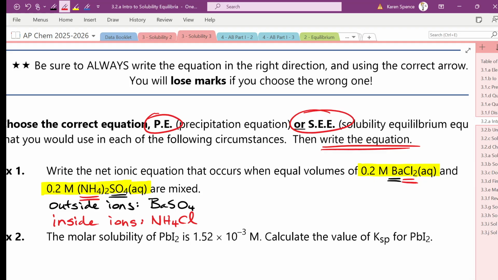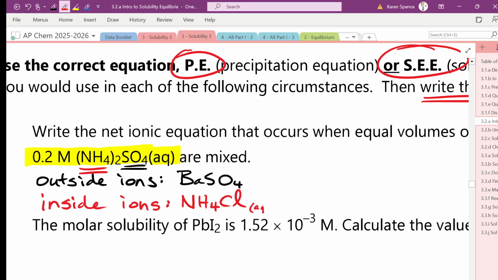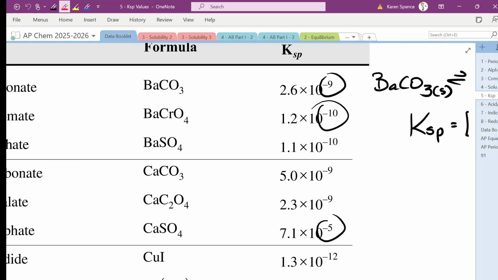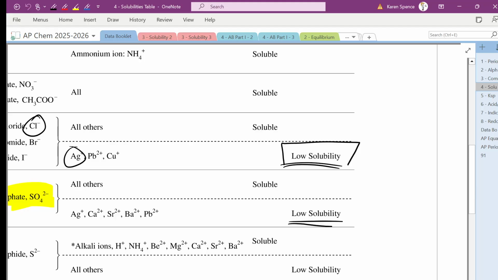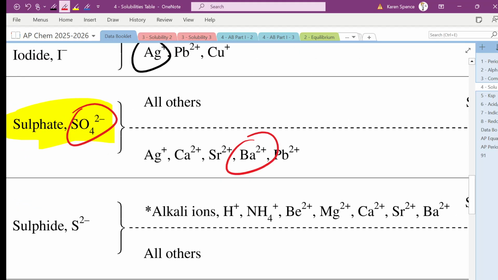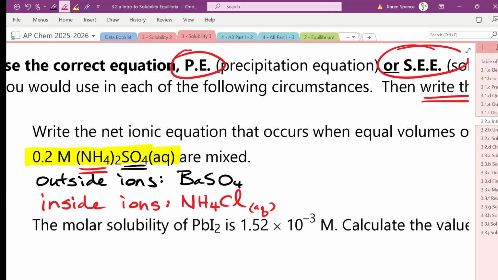Do we get a precipitate, or do we get two precipitates, or do we get no precipitate? One precipitate. Which one is it? BaSO4. We know that this one is aqueous because why? NH4. Our ammonium salts are always soluble, whereas barium sulfate is low solubility. So that's going to be our solid.